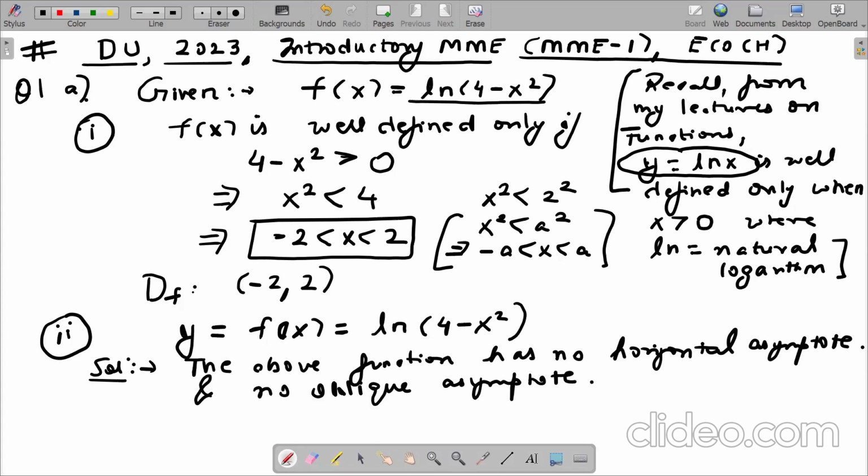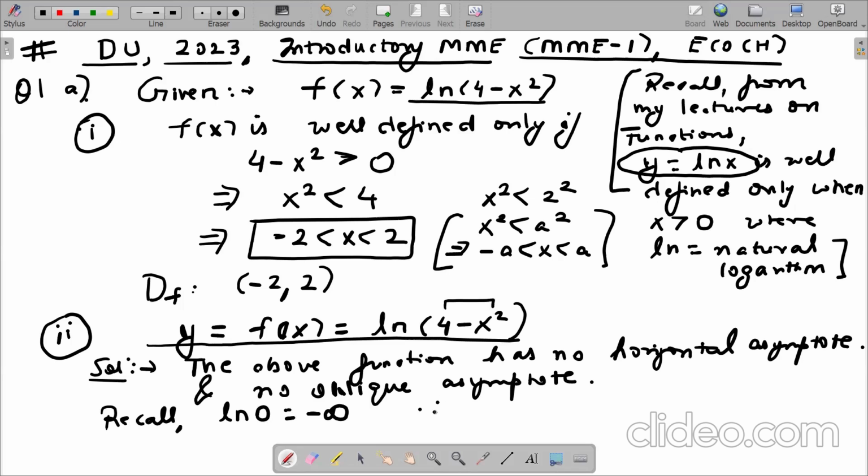When is this function not defined? You can clearly see that this function is not defined when 4 minus x square is equal to 0. So recall that ln 0 is minus infinity. So when will ln be 0? When will this be 0?